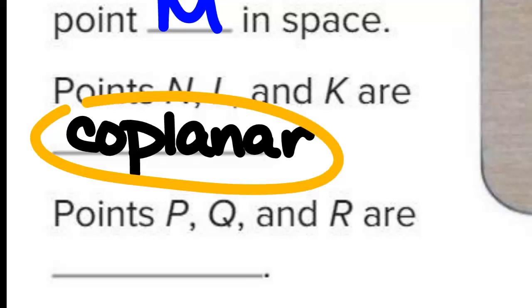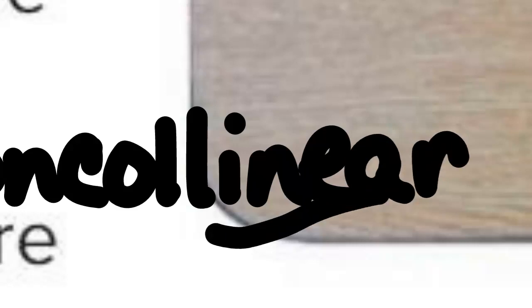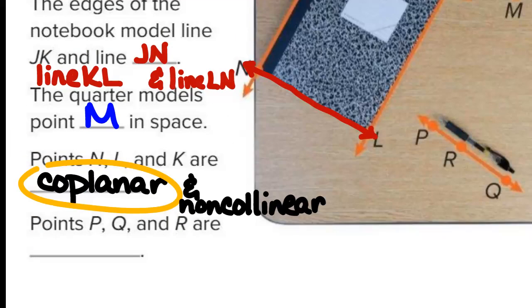Are they collinear? Are they all on the same line together? So we could also say non-collinear. Coplanar is going to be what your book and the tests and quizzes are looking for. We want to be as precise as possible. But if they're coplanar and not all on the same line together, we could also say they're non-collinear.